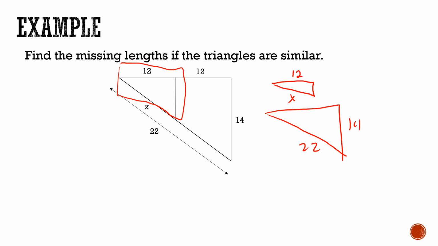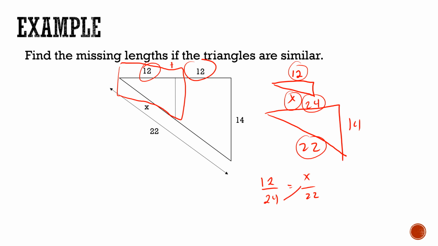Now what will be the upper part of the given big triangle? We have 12 and 12, so you simply add these two. That is 24. Now we can solve for the value of x since we have the corresponding sides. So we have 12 over 24 is equal to x over 22.